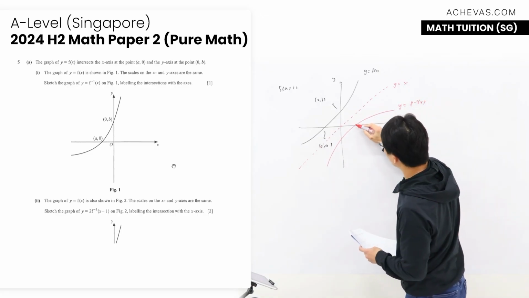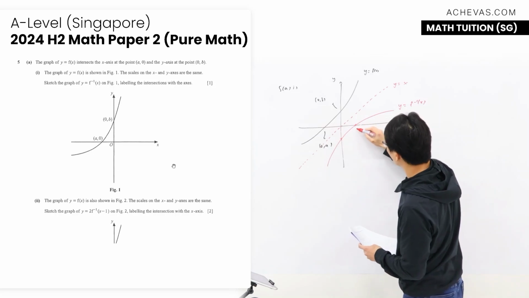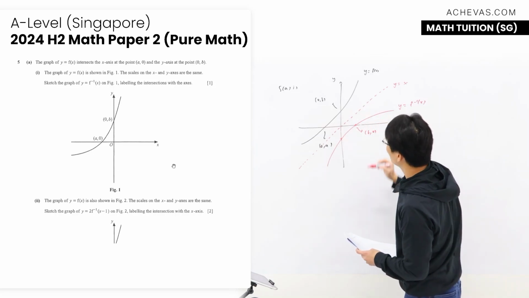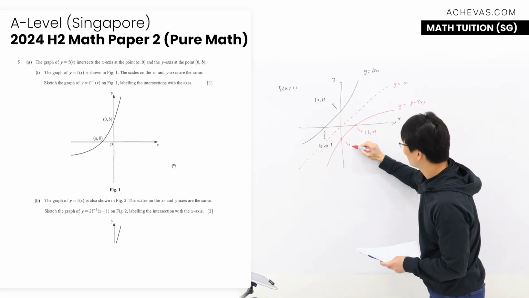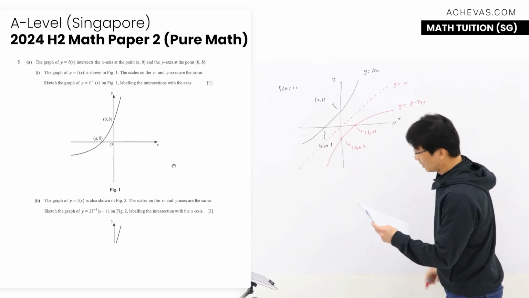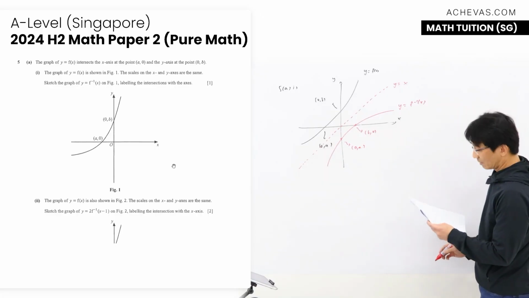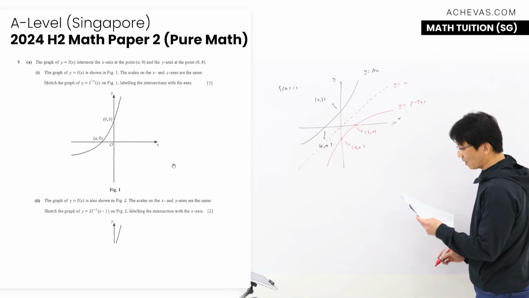And I have to label this point and this point. For this, it will just be (b, 0). This means for the inverse, x becomes y, y becomes x. And this point will just be (a, 0). That will be the answer for my part A, part 1.